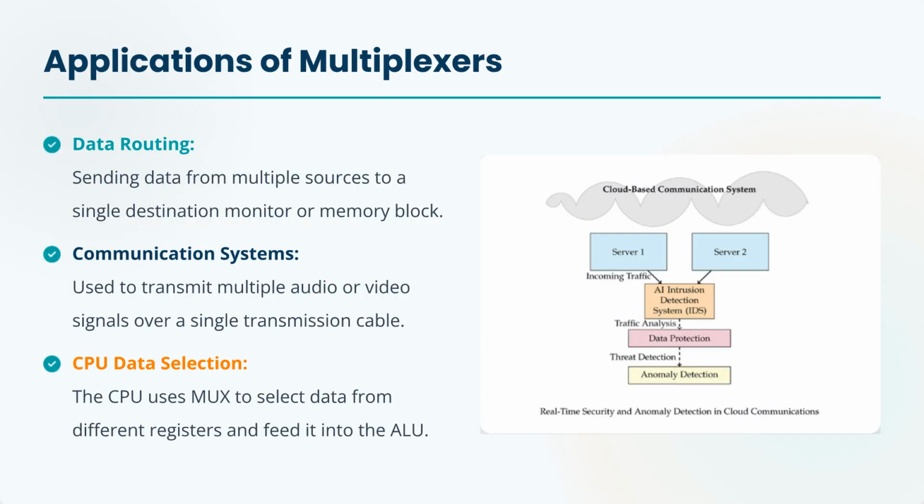Multiplexers have several key applications. They are used for data routing, sending data from multiple sources to a single destination. In communication systems, they transmit multiple signals over a single cable. Finally, for CPU data selection, the CPU uses MUX to select data from different registers for the ALU.